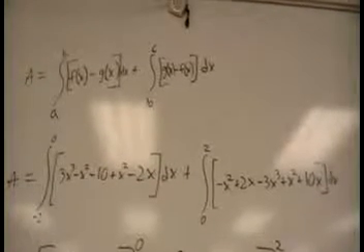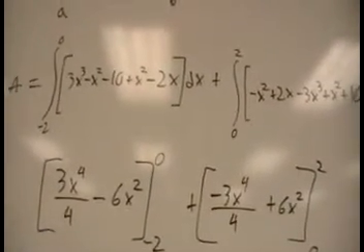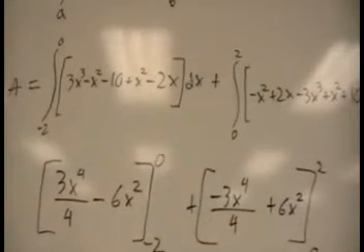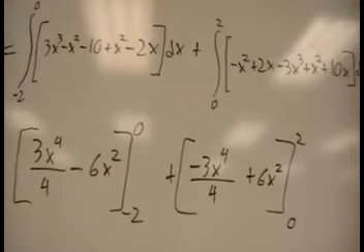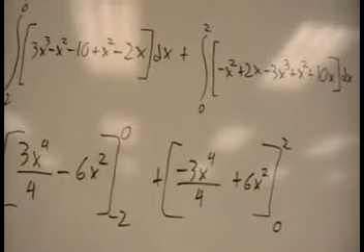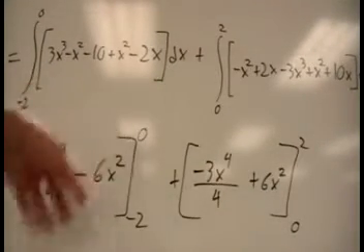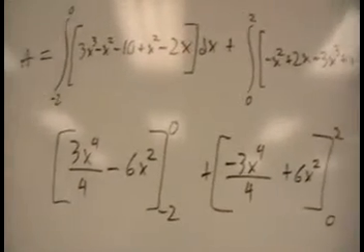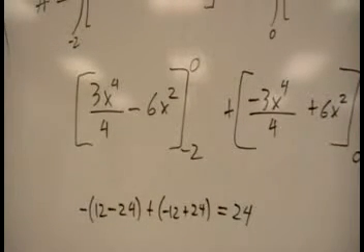Now that we have all the numbers plugged in, we just integrate, and we arrive at 3x to the 4th over 4 minus 6x squared from the interval of negative 2 to 0, and plus negative 3x to the 4th divided by 4 plus 6x squared from the interval 0 to 2. We plug in the negative 2 and the 0 here, and the 0 and the 2 over here, and we arrive at 24 eventually after you simplify the entire equation.